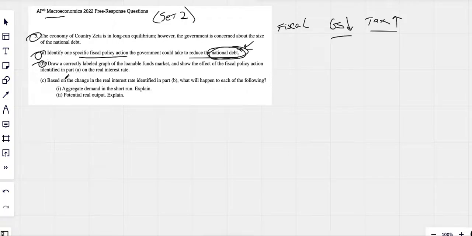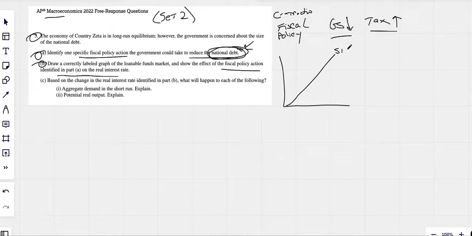So let's look at B. Easy enough there. That's just fiscal policy, contractionary fiscal policy. Draw a correctly labeled graph of the loanable funds market and show the effect of the fiscal policy action on the real interest rate. This is pretty standard here. Real interest rate on the vertical axis, they're telling you what's on the vertical. The real interest rate, quantity of loanable funds, supply of loanable funds, demand for loanable funds.